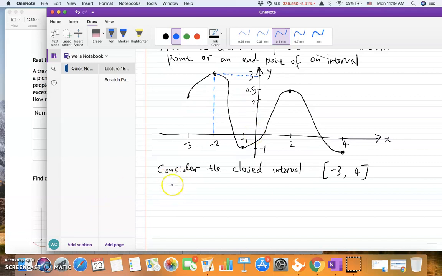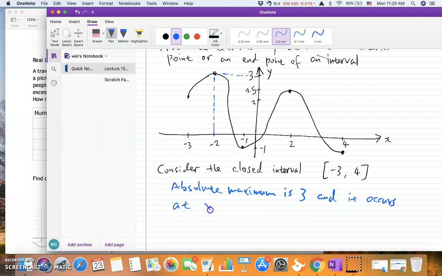So the absolute maximum is 3, and it occurs at x equals -2.